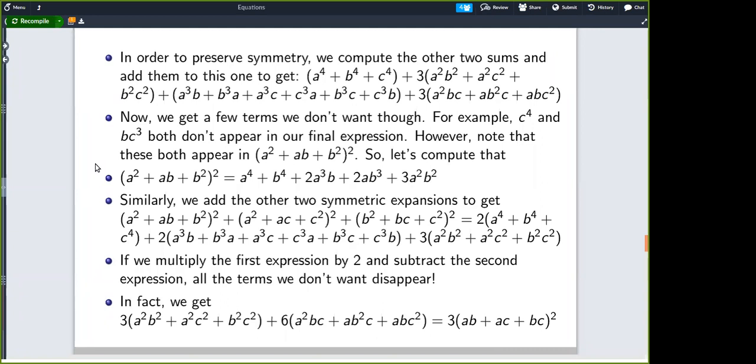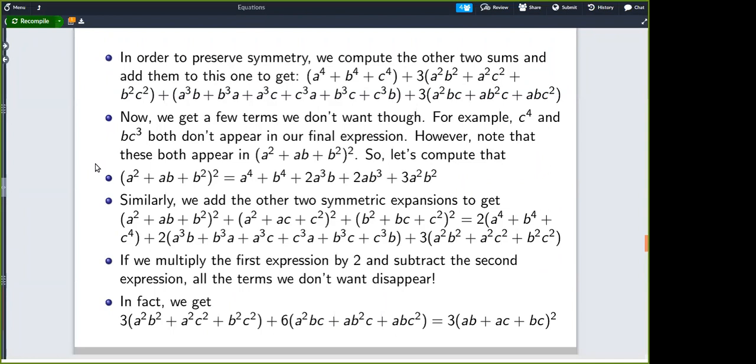And similarly for the a cubed b terms, the first expression has a coefficient of 1 and the second has a coefficient of 2. So we multiply the first one by 2 and subtract, they also all cancel out. So actually we get rid of every single term we don't want. But it's even better than that, because let's look at the terms which are left, which are the terms we want. For a squared b squared, our coefficient is 3, and for a squared bc, our coefficient is 6. You can just verify that by multiplying the first one by 2 and subtracting. But that's just 3 times (ab plus ac plus bc) squared, which is exactly what we want.